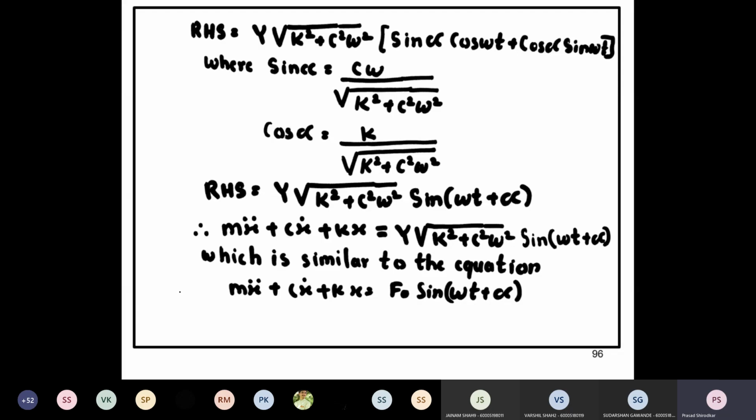For both these forced vibration cases, we derived the expression for steady state amplitude. Now for deriving the steady state amplitude, when we get it in the form mx double dot plus cx dot plus kx is equal to F0 sine omega t plus alpha, then we can directly write the expression for steady state amplitude, which we have already derived.